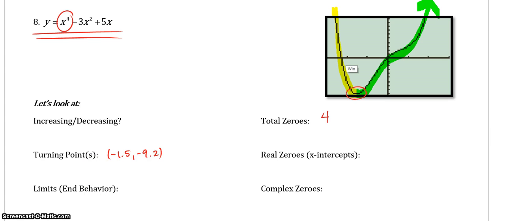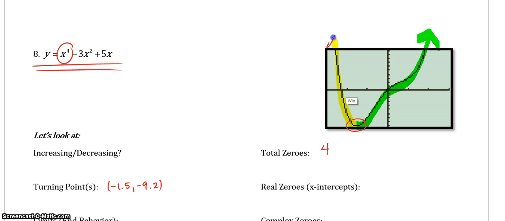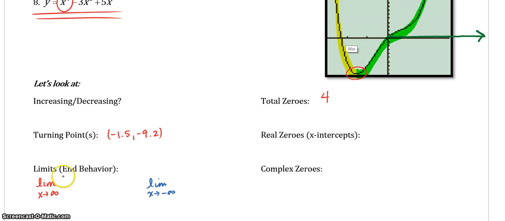Alright, next, I'm going to go ahead and check the limits, or my end behavior. So I'm going to check the limit as x approaches infinity. And I'm also going to check the limit as x approaches negative infinity. So let's check this out. Again, my graph goes on infinitely here. So this is saying as my x's approach infinity, what's happening to my y's? Well, it looks like my y's are also increasing up to infinity. So the limit as x approaches infinity would mean my y values also approach infinity.